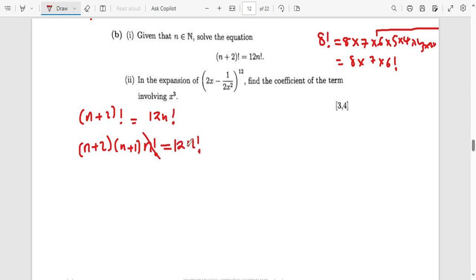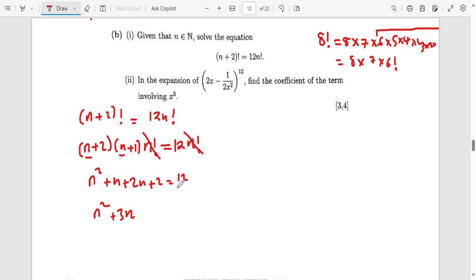The n factorial can cancel with the n factorial. So what I'm going to do is expand here: n multiplied by n, that is n squared; n multiplied by 1, that is n; 2 times n, that is 2n; 2 times 1, that is 2, and that is going to be equal to 12. So this will be n squared, n plus 2n, that is going to be 3n.